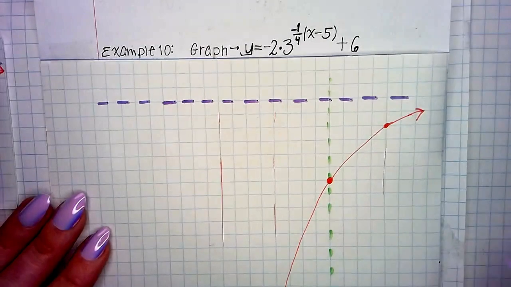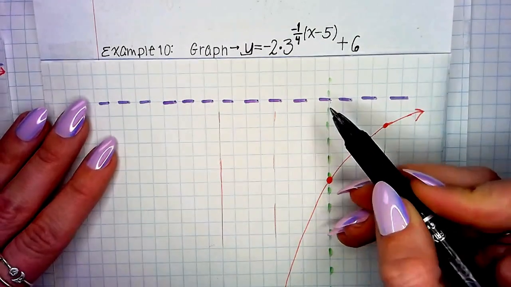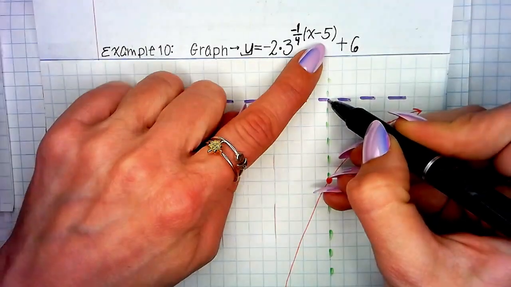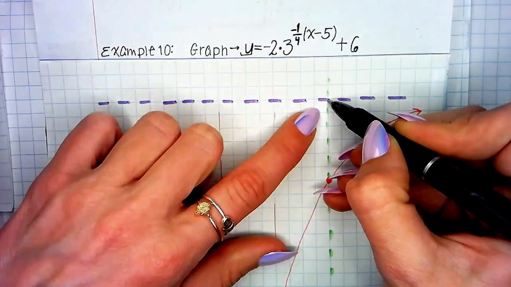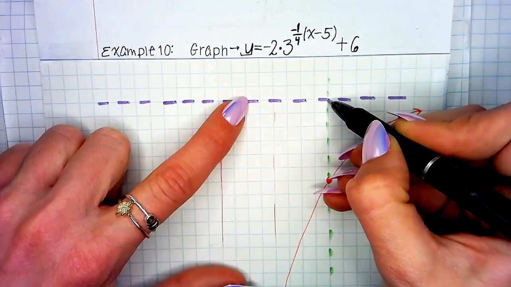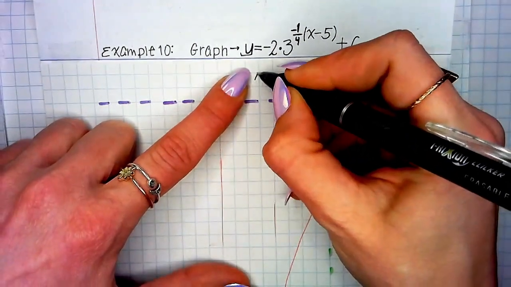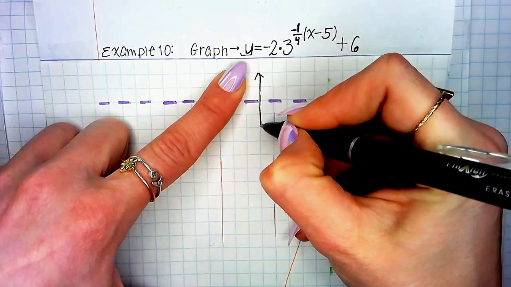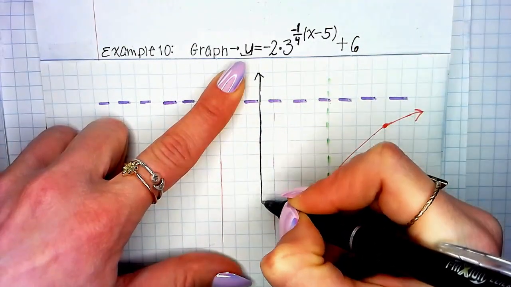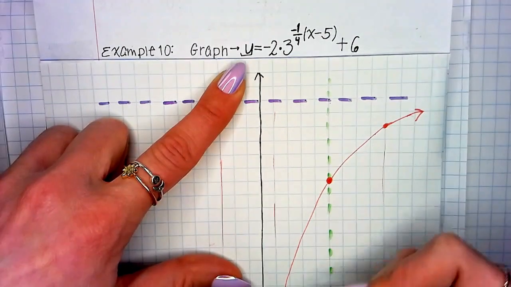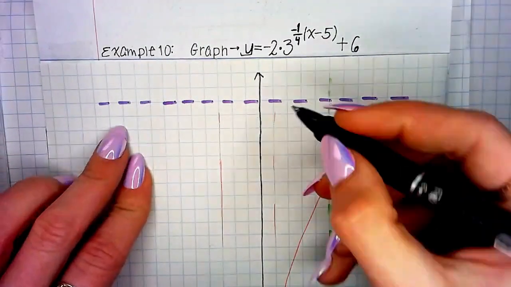Now, part of the big finish is to draw in the x and y axes. So if my graph moved 5 units to the right, that's this green line, then I'm going to move 5, 1, 2, 3, 4, 5 to the left to put in my y axis. There we go.